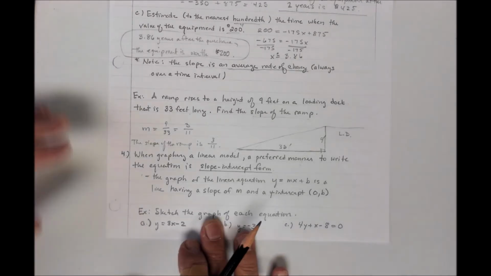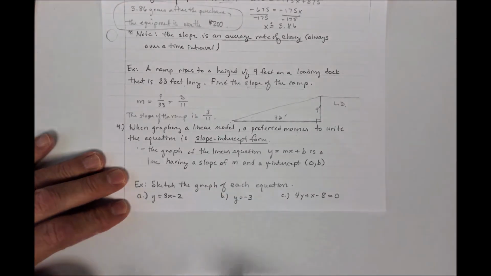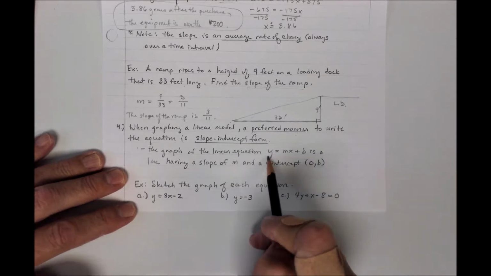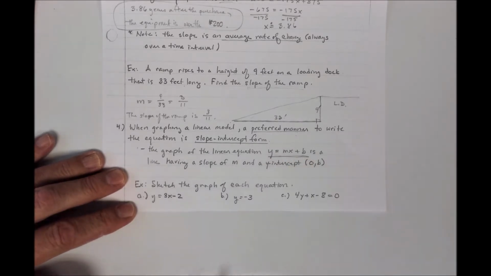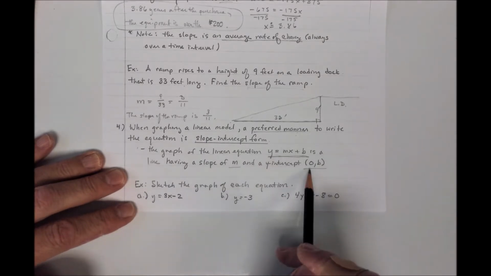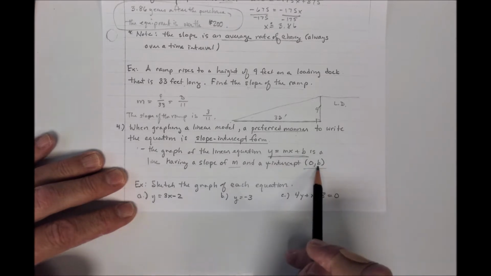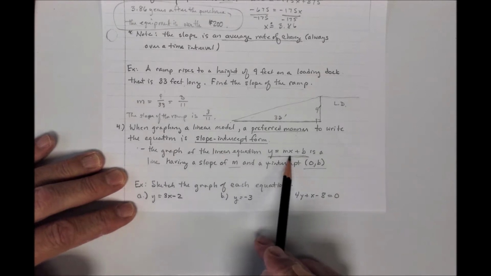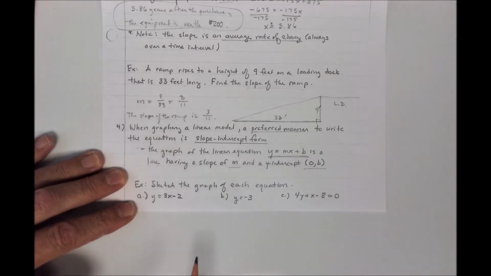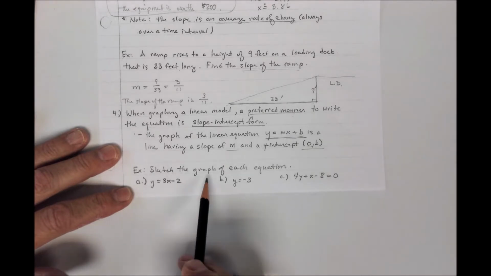Okay? Now, when you're graphing a linear model, as I mentioned before, my preferred manner is to use slope-intercept form. When we know slope-intercept form as y equals mx plus b, that means the slope is m. That means the y-intercept. Remember, to find the y-intercept, you plug 0 in for x, so y would be b, the ordered pair (0, b). Now, again, this is nice, except that you can't write the equation of a vertical line in slope-intercept form because there's no slope.